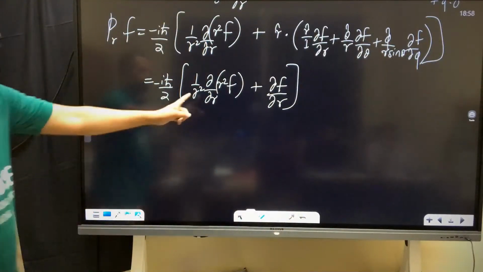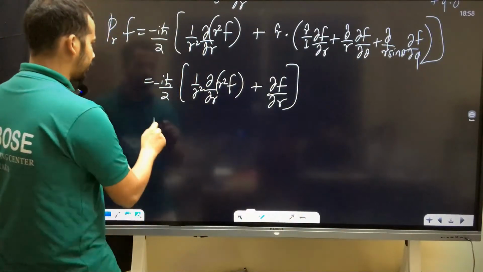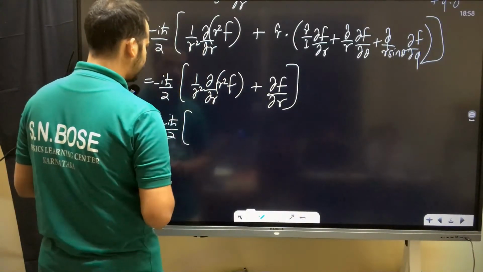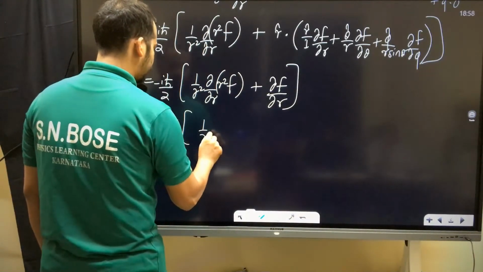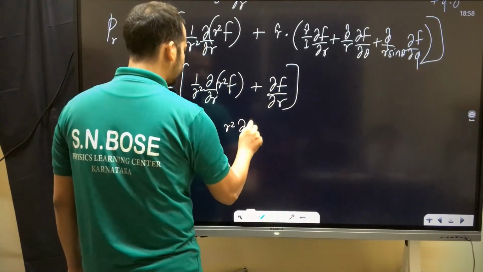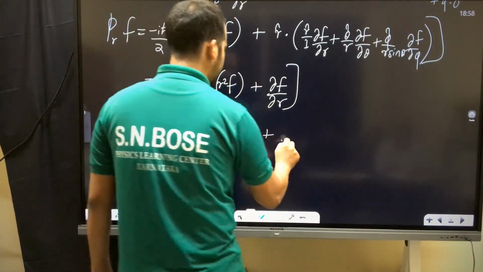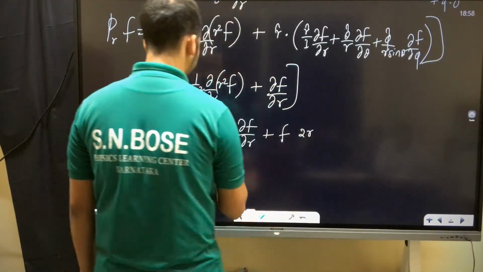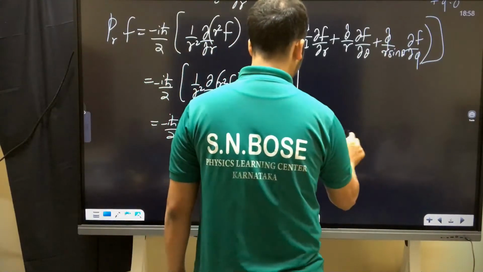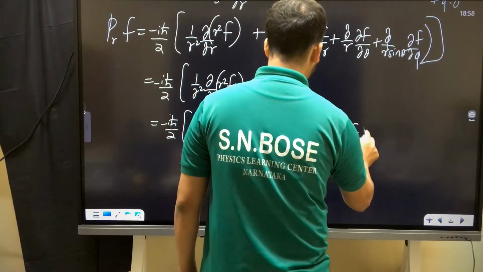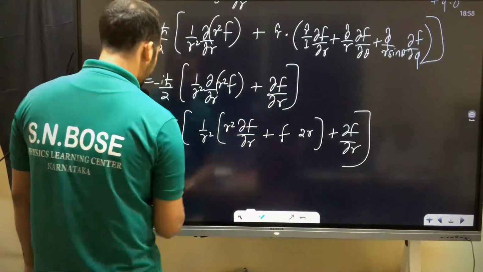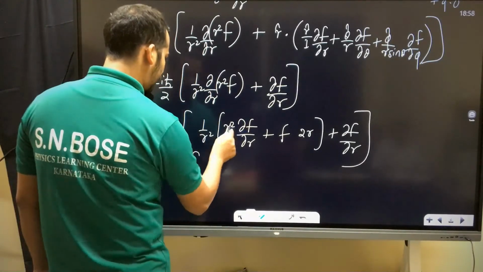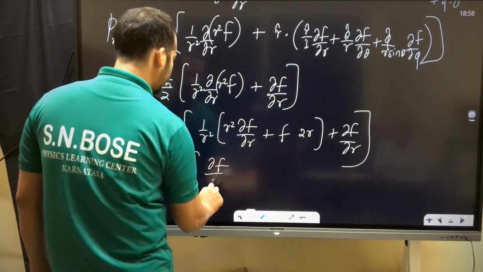Now you better do this differentiation. Pick up: minus iħ by 2. What is this differentiation? 1 by r squared, okay. r squared as it is times ∂f/∂r, plus f as it is times 2r. I hope when you multiply individually by minus iħ by 2, the r squared gets cancelled, leaving ∂f/∂r.